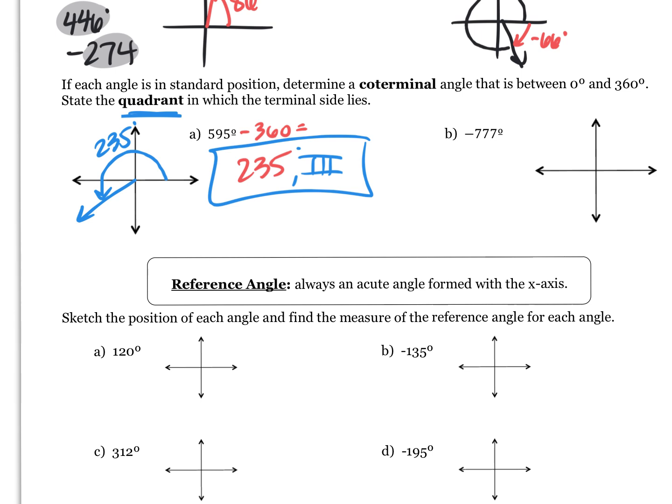And again, if these pictures do not help you, if these little graphs don't help you, do not feel like you've got to write them in. Don't you fret. Negative 777 degrees. I have no idea what quadrant that's in. What could I do to figure that out?